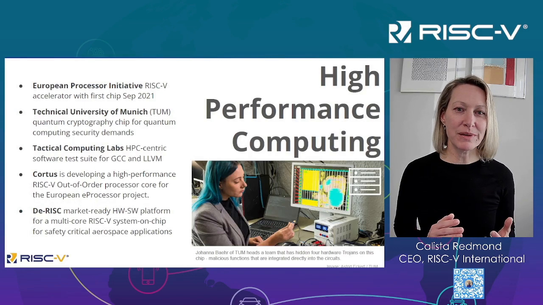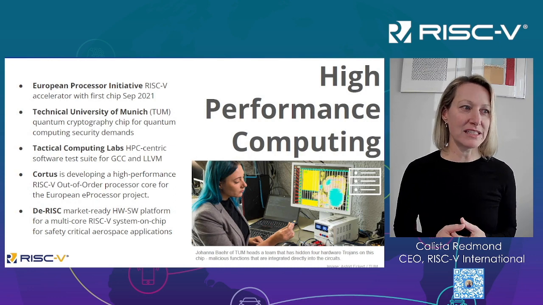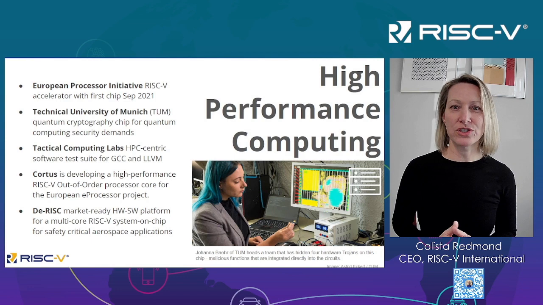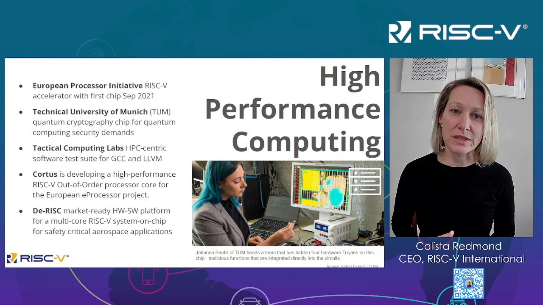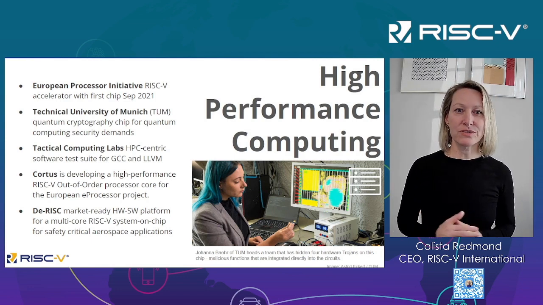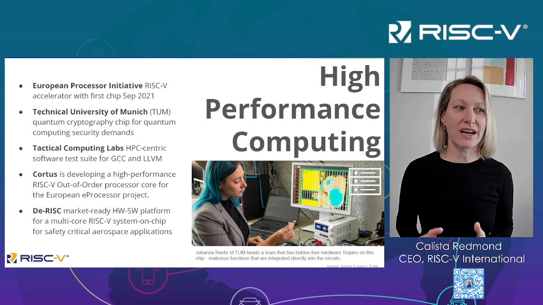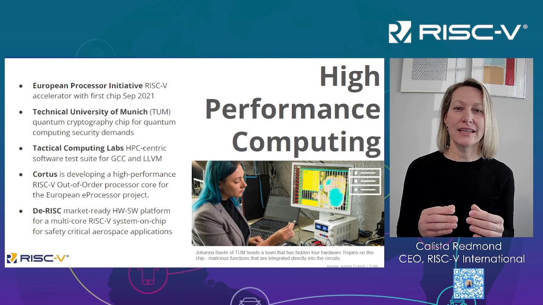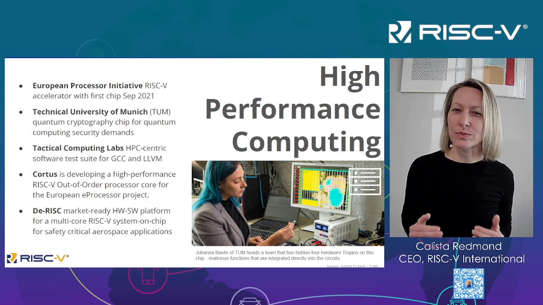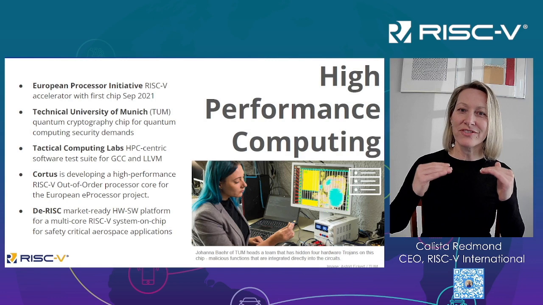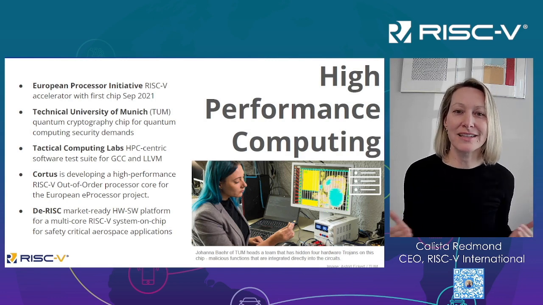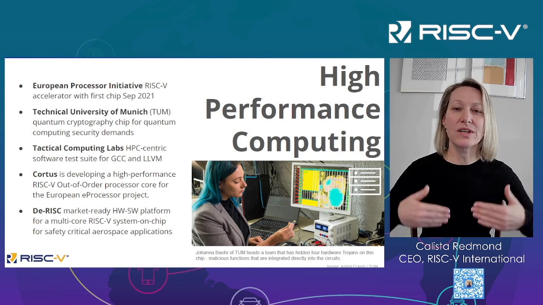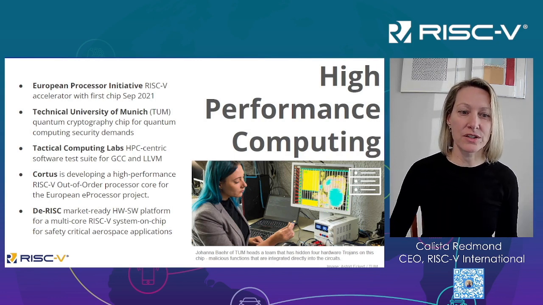We're seeing this especially in Europe as massive investment is coming in for the European Processor Initiative. They had their first chip tape out in September of 2021. The Technical University of Munich quantum cryptography chip for quantum computing security demands. Guys, security starts with transparency. RISC-V is entirely transparent because it's open. And that's something you can build on, you can count on, and you can continue to proliferate across workloads.